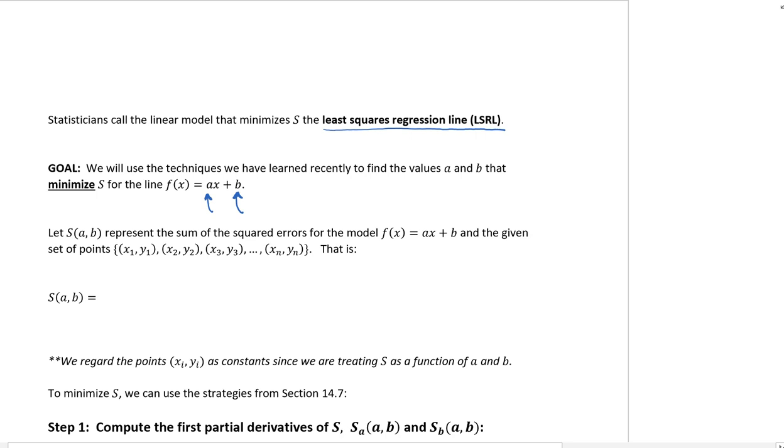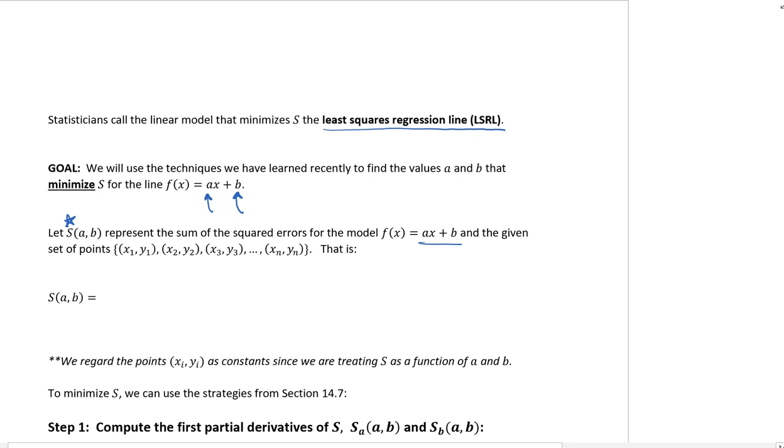So what we're going to do, if we're finding a and b, we're really going to create a function s of a and b. That's going to represent our sum of square errors for our model, for our linear function ax plus b, for a given set of data. You'll see in a couple problems, or in a couple pages, we'll have a problem or two with, I think, 4 points, and then you'll do one with 5 points. Or maybe I got that backwards. Whatever.